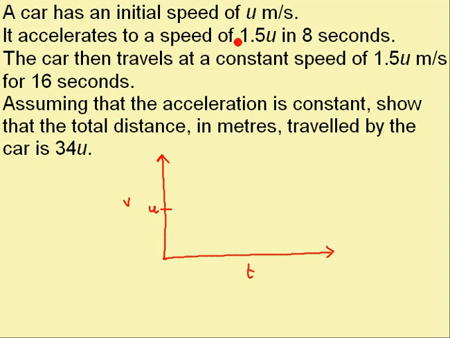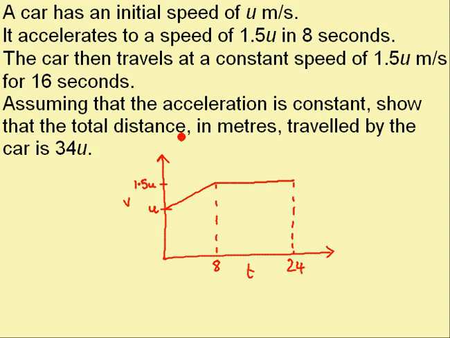It accelerates to a speed of 1.5 u in 8 seconds. So 1.5 u is about here, and the car's going to accelerate to that speed in 8 seconds. The car then travels at a constant speed of 1.5 u for 16 seconds. So it's going to travel along like this for a further 16 seconds, which will take it to 24 seconds. The next line says, assuming that the acceleration is constant, which I have because I used a straight line here and here, show that the total distance in meters travelled by the car is 34 u.